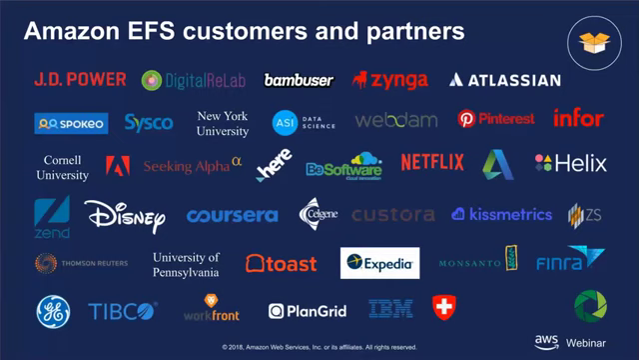Atlassian uses EFS for their own Jira implementation, and Zynga in the gaming space uses EFS as part of their transcoding workflow, and so many others like Netflix, Pinterest, Thomson Reuters, JD Power, Disney, Expedia are all using EFS for a variety of workloads.